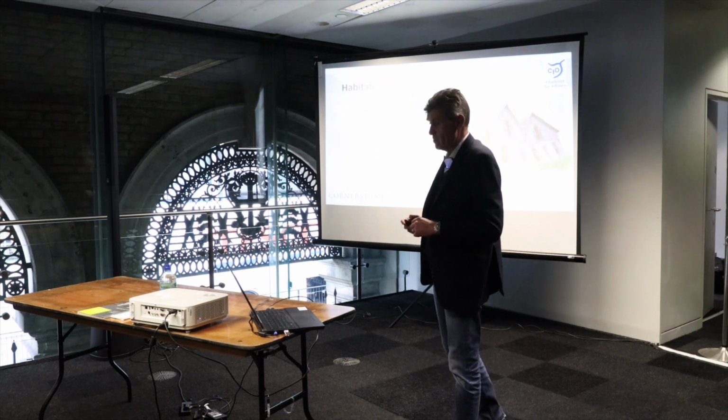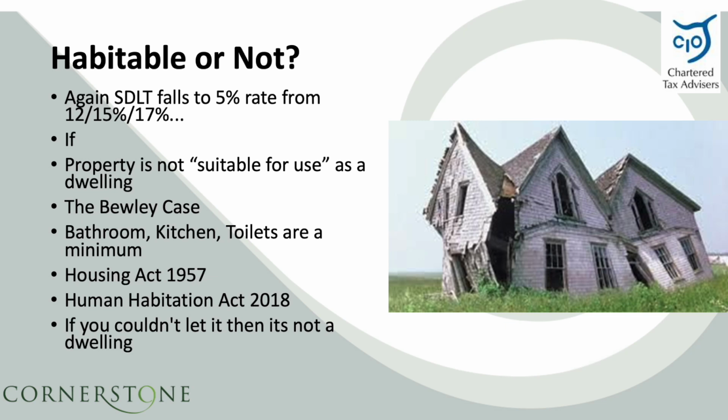So let's just talk about the habitable or not issue. If you're not habitable, you get down to 5%. If it's not suitable for use as a dwelling, Bewley is the case on this. If you're really interested in tax cases or you fancy a cure for insomnia, I recommend you go and read it. What was interesting about that case was the comments of the judge when HMRC, in their judgment, said at one point, "We found ourselves wondering exactly what HMRC's argument was. Indeed, at one stage we wondered whether they in fact had one." HMRC catastrophically lost that case, by the way. And the Bewleys ended up with a refund.